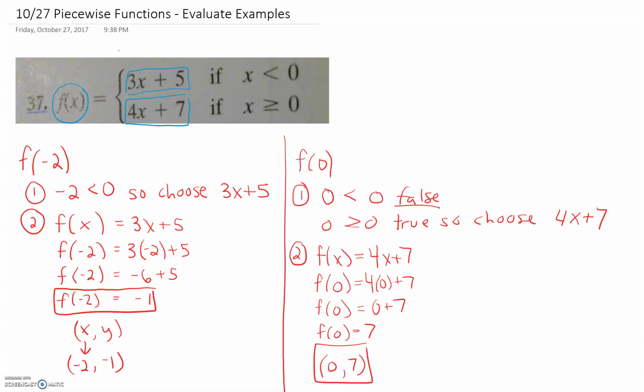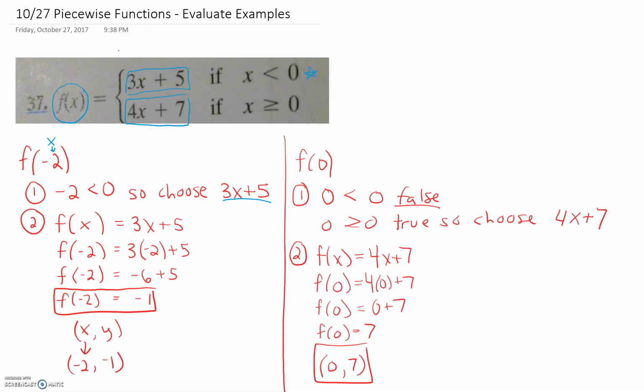But the first thing we do is we're just going to figure out how to evaluate things. So the first problem is evaluate f of negative 2. So what I say here is since negative 2 is less than 0, remember, this is an x value. It's saying evaluate the function when x is negative 2. Well, if x is negative 2, which one of these functions does that fit? You need to choose the first one because the negative 2 for an x value is less than 0. So if that's true, that's the one we choose. So we're going to choose 3x plus 5.